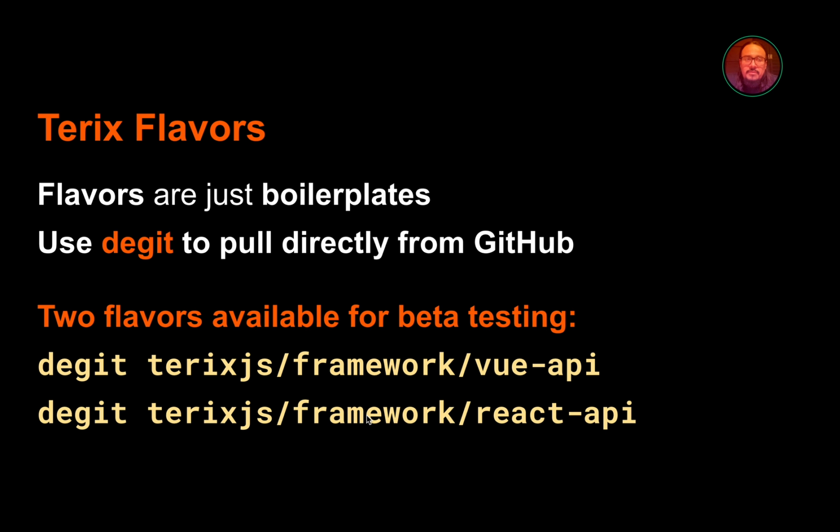And what are flavors? Flavors are just boilerplates. The idea is to use dgit, which is a tool you can install globally via npm, to pull directly from GitHub. So right now there are two available flavors for testing, the Vue API flavor and the React API flavor. And these are actually just straight copies from the examples folder of the fastify-vite plugin.